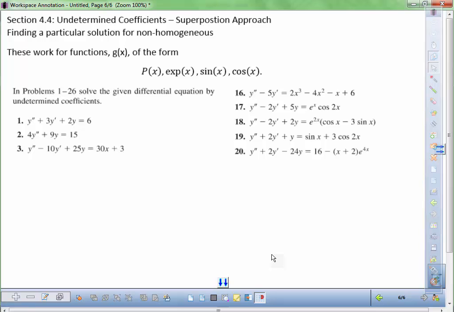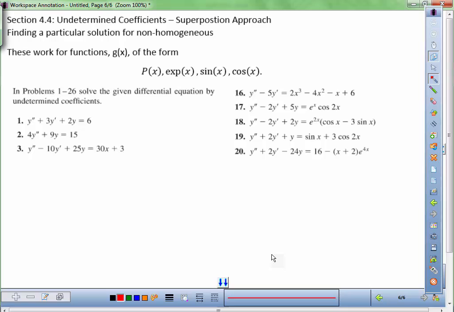Let's see if we can do one of these problems. Look at these examples of differential equations. They're not equal to 0 anymore. They're equal to non-zero functions. So what we're going to do is assume that the particular solution we're looking for is associated with the non-zero right-hand side function of your differential equation. Okay? So let's take a look at the first one.